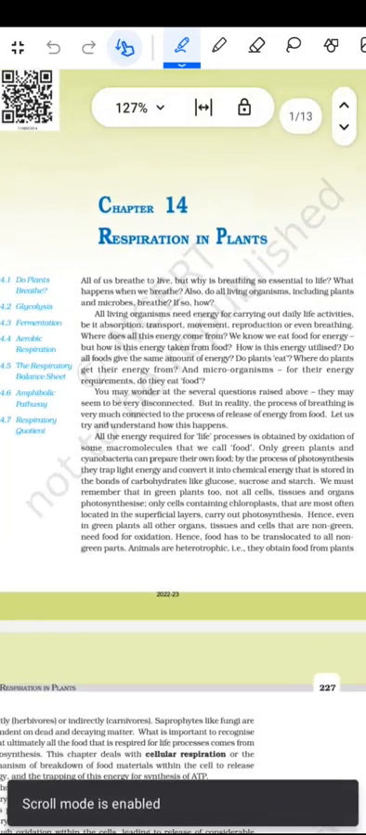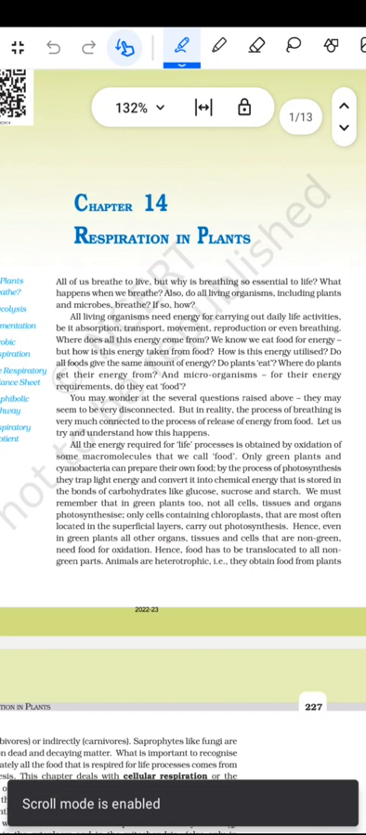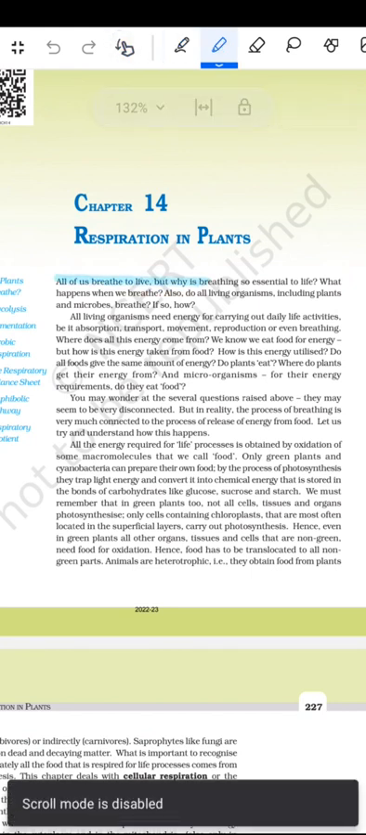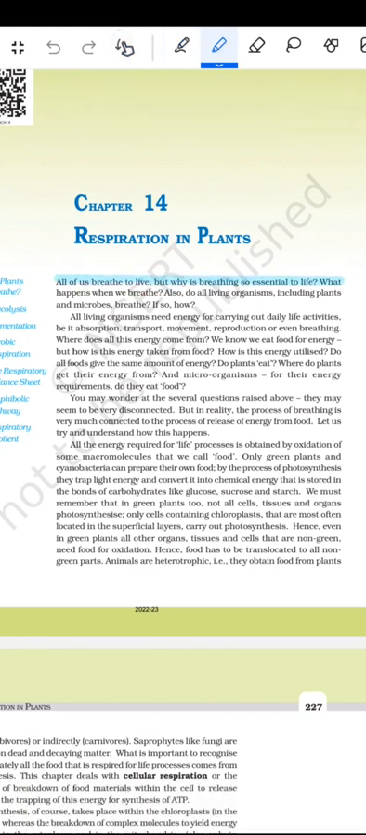ये है रिस्पिरेशन इन द प्लांट्स का एनसीईआरटी। तो एनसीईआरटी कहता है कि all of us breathe to live, but why is breathing so essential to life? What happens when we breathe? Also, do all the living organisms, including plants and the microbes, breathe?